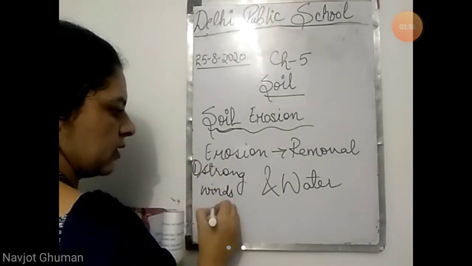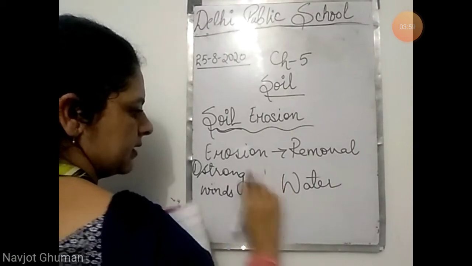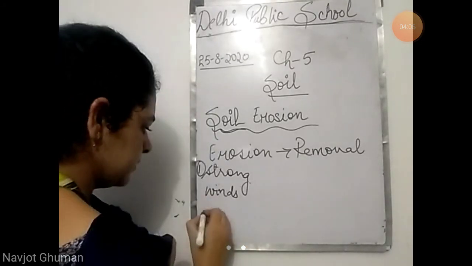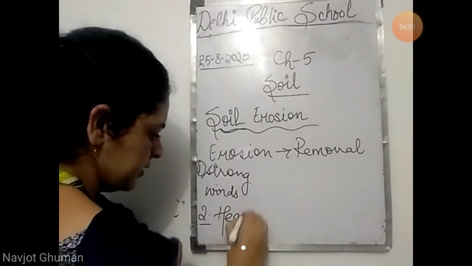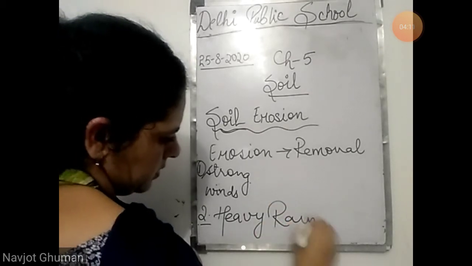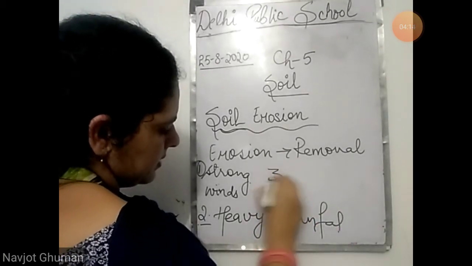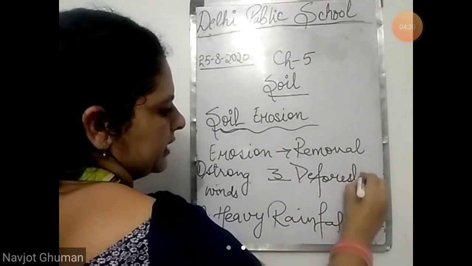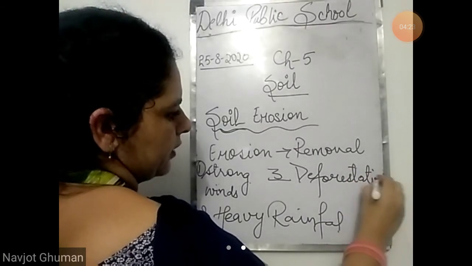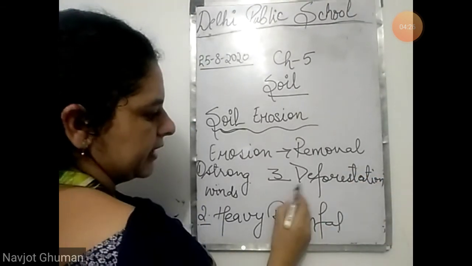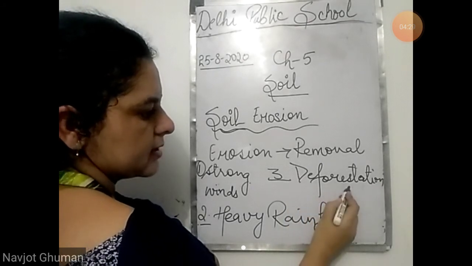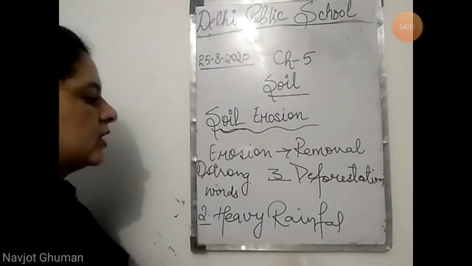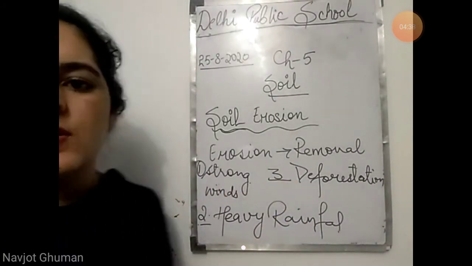First factor is strong winds. Second is heavy rainfall. And third one is cutting down of trees. That is called deforestation. Cutting down of trees is called deforestation. So these are the three factors that are responsible for soil erosion.